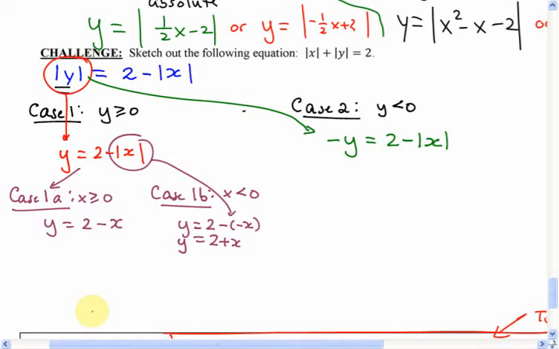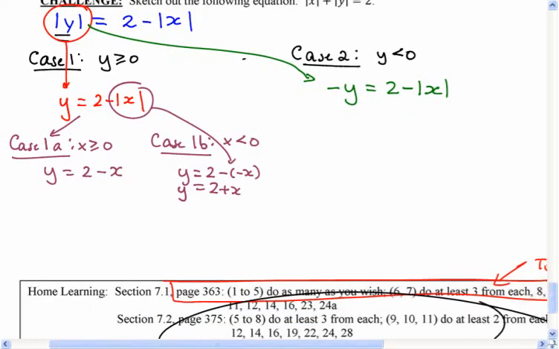Let's see if you can sketch out these two equations for me. Let's do 1A first of all, as a quick sketch. What does the equation y equals 2 minus x look like, dear friends? Describe it to me. What's the y-intercept? 2. What's the slope? Negative 1. So it goes which way? Upward sloping or downward sloping? Downward.